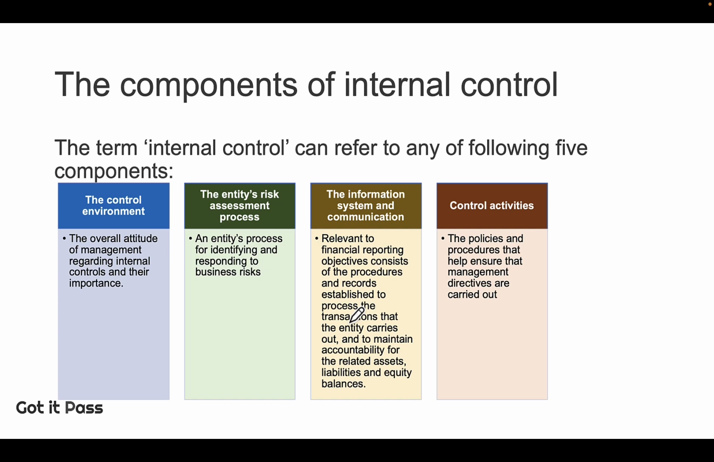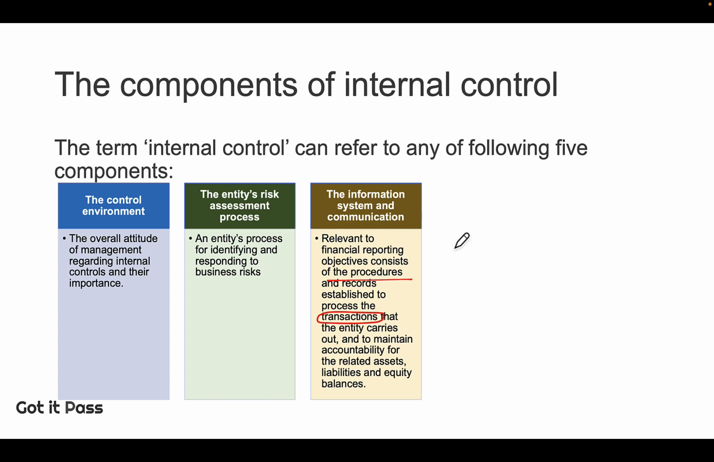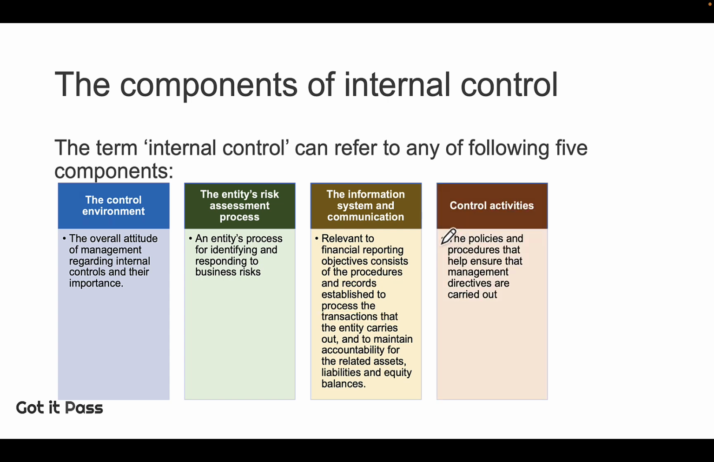And the fourth component of internal control is the control activities. Control activities are the policies and procedures that help ensure that management directives are carried out. We'll go back to talk more about control activities, because it's a long list of control activities that we will cover.